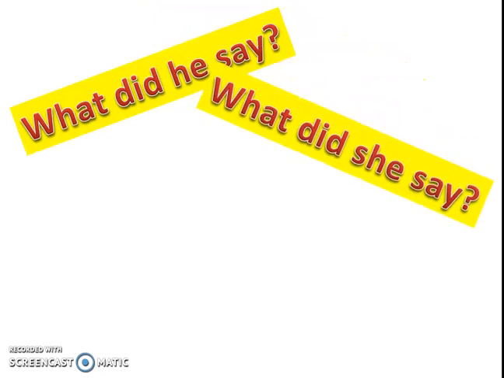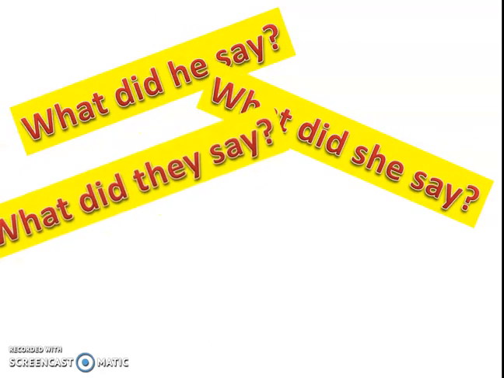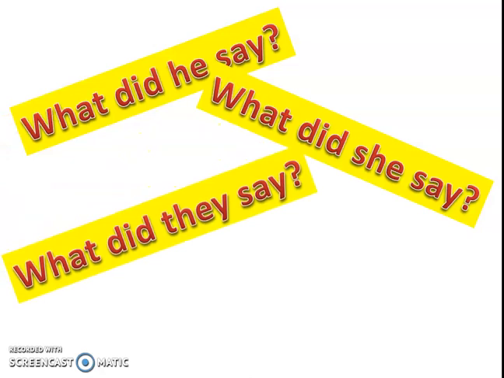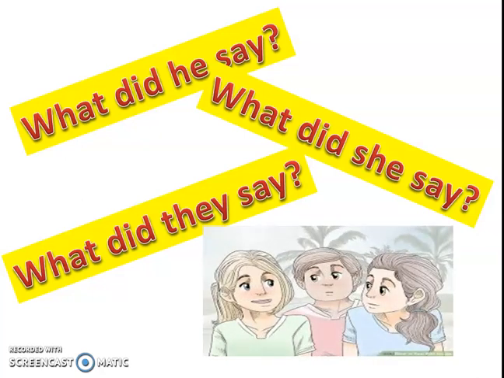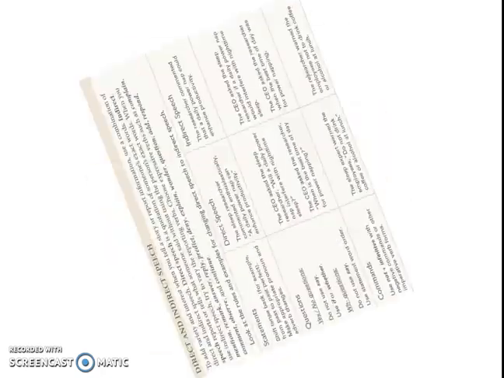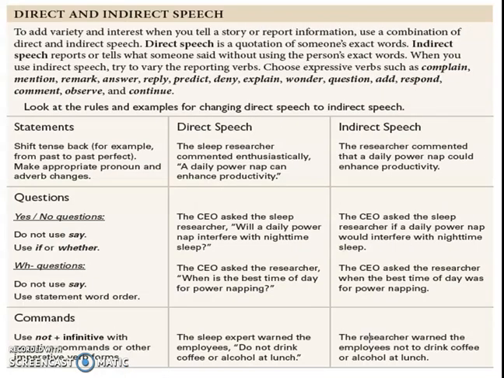We have the questions: what did he say? What did she say? What did they say? So we try to use these questions in order to get whatever the other people have said. So we call this again indirect speech. See, we have the group of people asking these questions at the bottom part, and everything is related to this explanation of how the indirect speech works.